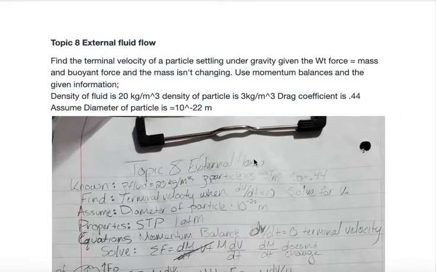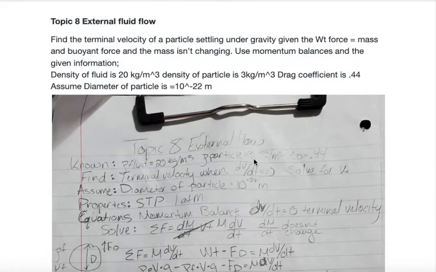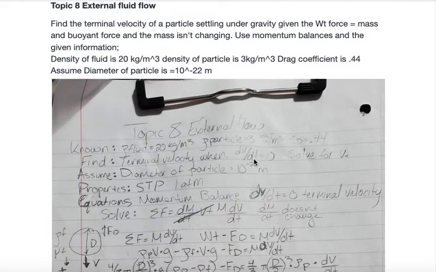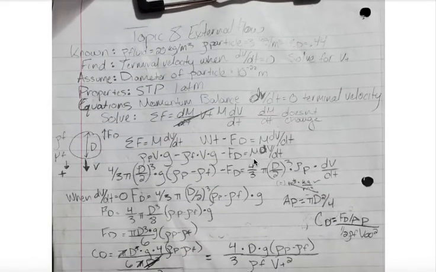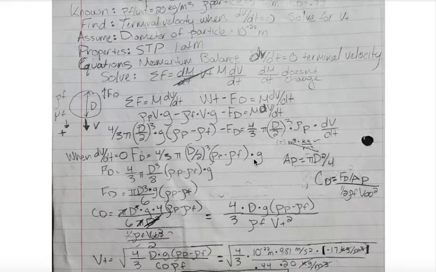Right away, we ask for the terminal velocity of a particle, which is particle separation, so I'm assuming this is external fluid flow. The density of fluid is given, the density of particle is given, and so are the drag coefficient and the diameter of the particle. So in this problem, we're going to be using the momentum balance equation, the drag force equation, and then the drag coefficient equation all together.